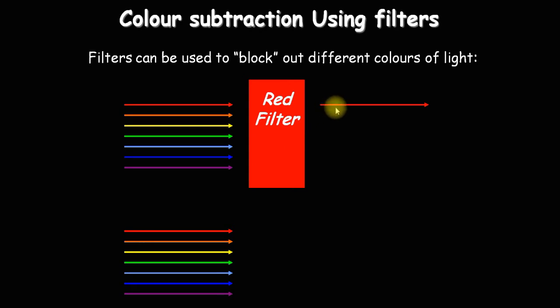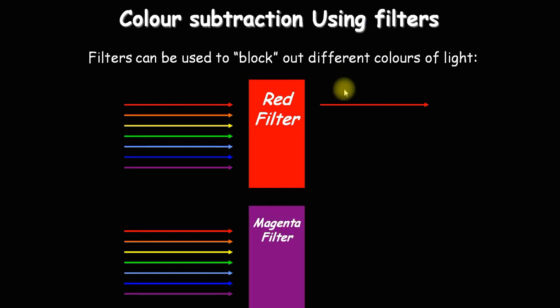It allows color of a certain wavelength to pass through. So if it's a red filter, it allows colors of wavelength related to red color. In other words, a red filter will only permit red light to pass through it.